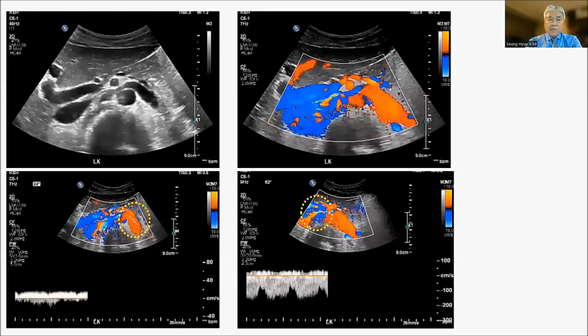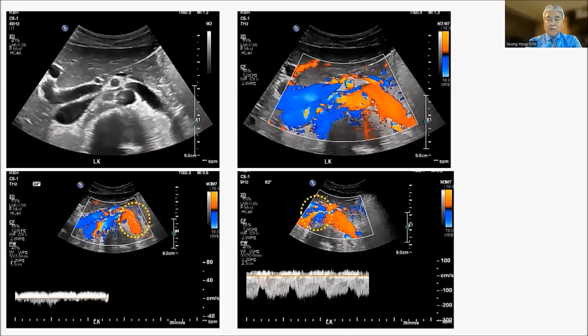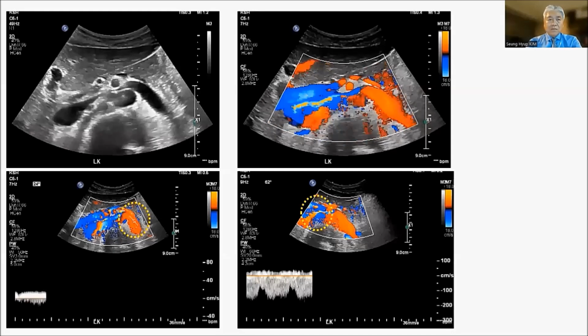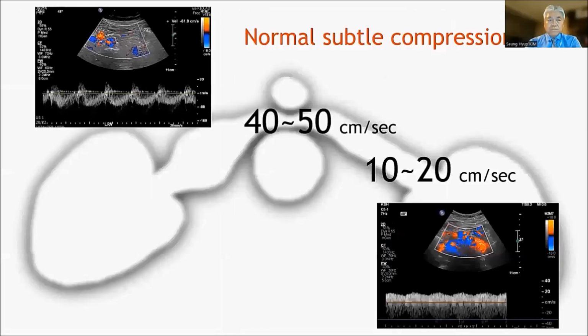We use grayscale and color Doppler ultrasound, and we measure flow velocities in the hilar and the aortomesenteric portions of the left renal vein. Normal subtle compression exists in the aortomesenteric portion of the left renal vein, and therefore normal peak flow velocity of the aortomesenteric left renal vein is slightly higher than that of the hilar left renal vein, 40 to 50 centimeters per second, versus 10 to 20 centimeters per second.